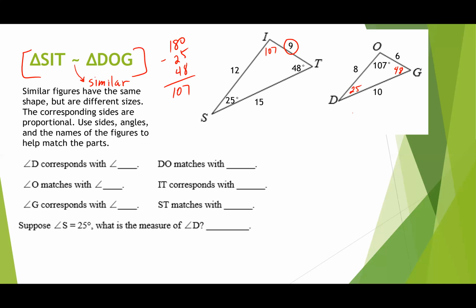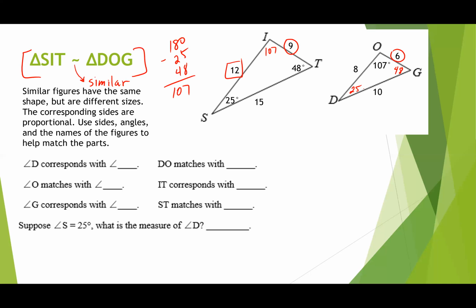So I go and I look over here, and my small side is 6. So I know the 6 and the 9 match up. Now I'm going to do the medium sides. On triangle SIT, I have 12 and 15. So 12 is the smaller of those, so that's the medium one.